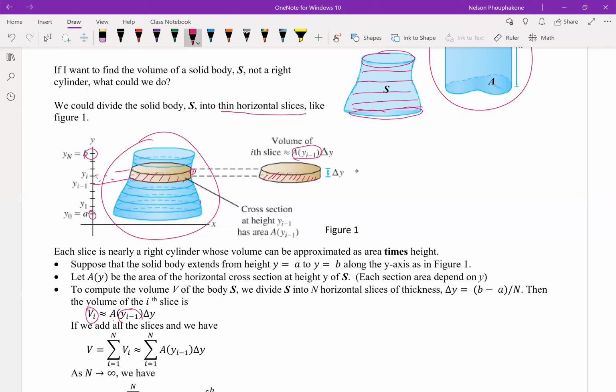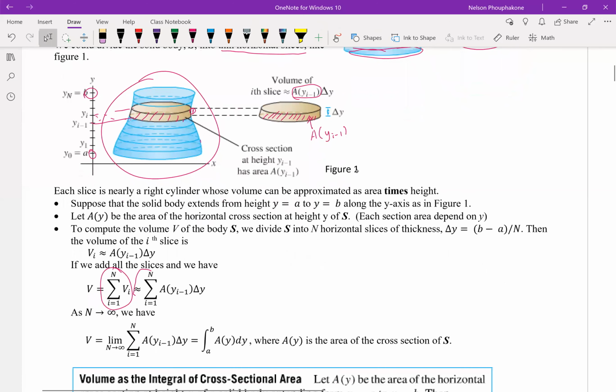Then the volume of each slice will be V sub i, which is A of y sub i minus 1, the base area of this slice, times delta y. And now what we want to do is add all the small, thin slices together to make the solid.